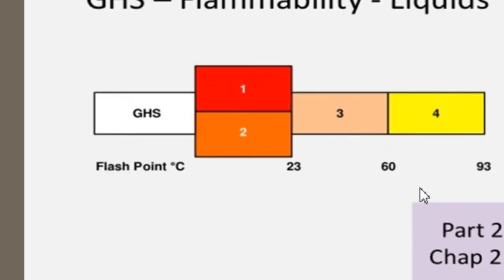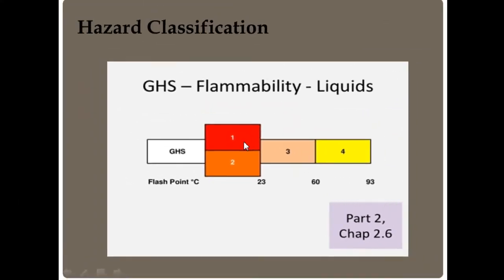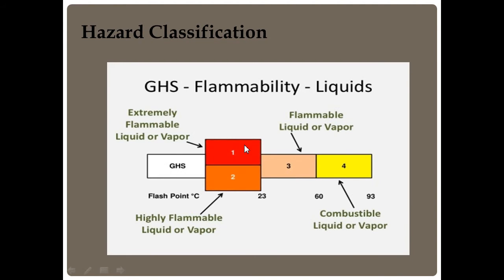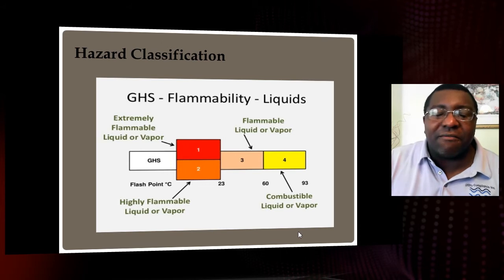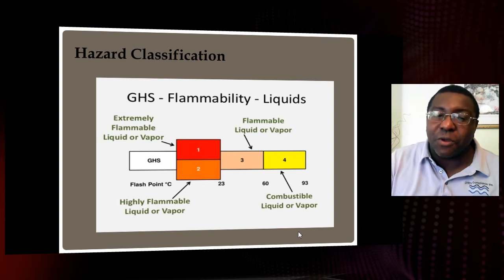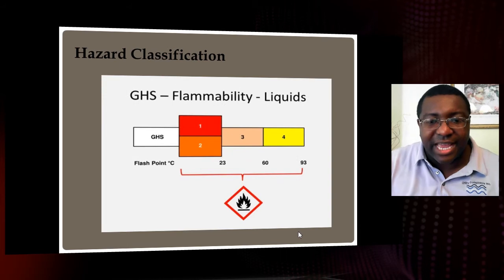Now your GHS rating, in accordance to that, 1, 2, 3, 4: 1 now is your new extremely flammable, 2 is your highly, and then 3 goes towards your flammable and your liquid vapor and your combustible liquid or vapor. And this is a direct change from what the American system used to think and used to see, because we used to see 4 as being the very highest hazard, as opposed to now 1 is going to be your highest hazard.